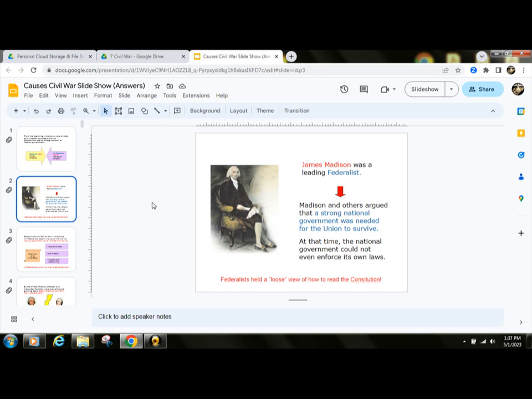James Madison was a leading Federalist. Madison and others argued that a strong national government was needed for the Union to survive. At that time, the national government could not even enforce its own laws. And it's important to remember that Federalists held a loose view of how to read the Constitution.